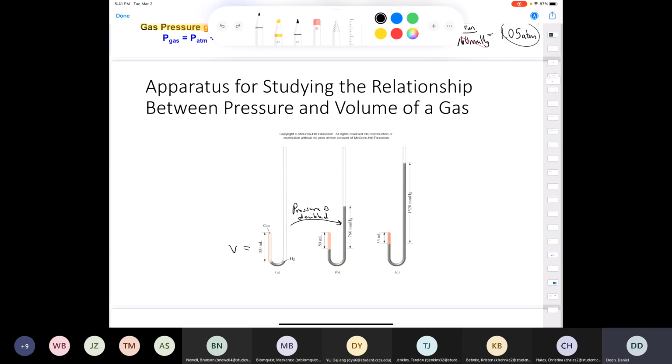What happens when the pressure is being doubled? Can anybody see what's happening to the volume? If you double the pressure, what's happening to my volume? It's not a trick question.